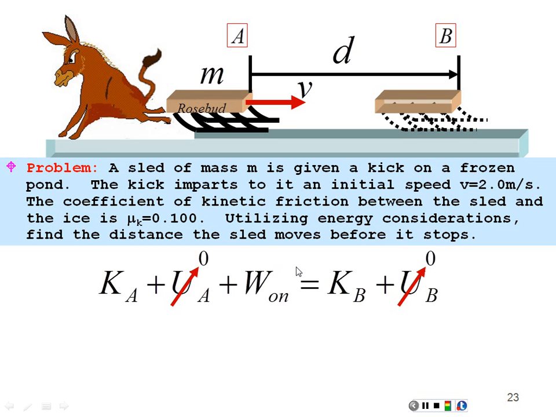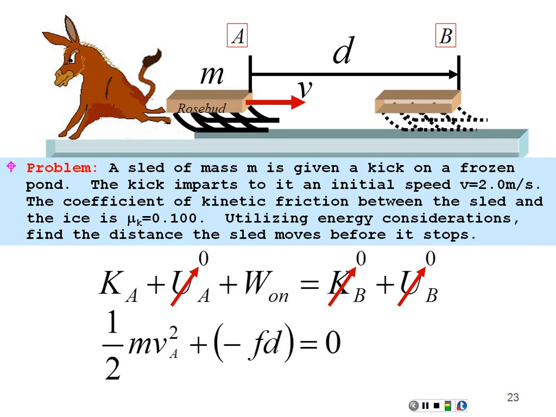We realize that even though we start off with a velocity of 2 meters per second, we're going to eventually come to rest at point B. So our velocity at B is going to be zero, and hence the kinetic energy at B will be zero. So already this equation has gotten easier. The kinetic energy at A plus any work done on the system is going to equal zero.